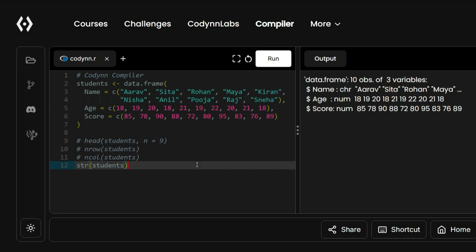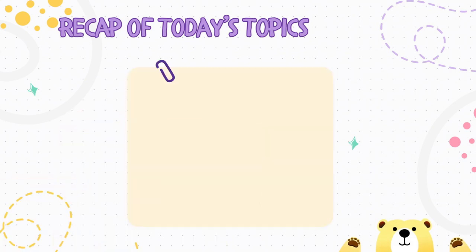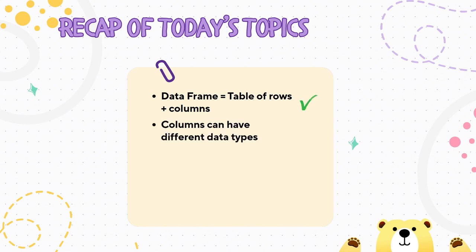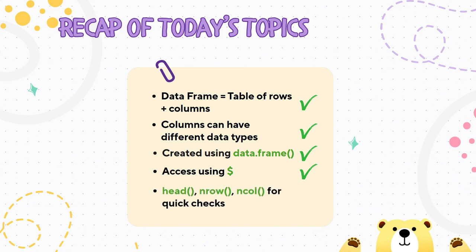Now let's head over to a quick summary. So as a summary of today's topics, let's see what we learned today. Today we learned what a data frame is. We learned that a data frame is a table of rows plus columns. And then we learned that columns can have different types of data. And we learned how to create a data frame using data.frame inside of our R compiler. We learned that we can access the values of the data frame using a $ sign, may it be columns or individual data inside those columns. And next, we learned how to inspect the data frame using functions like head, nRow, nColumn, and str.